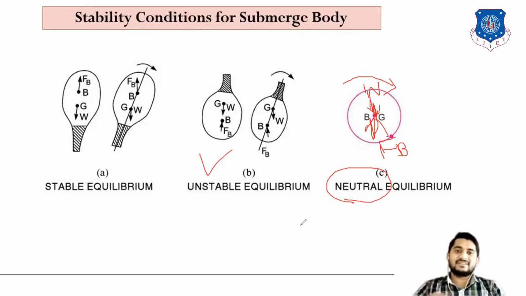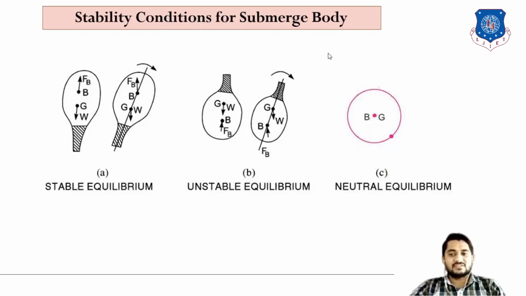Clear? For better understanding, you can correlate this with the example of a sports car, because in a sports car the center of gravity is much lower than in any other car, so it remains in the stable condition. Clear?